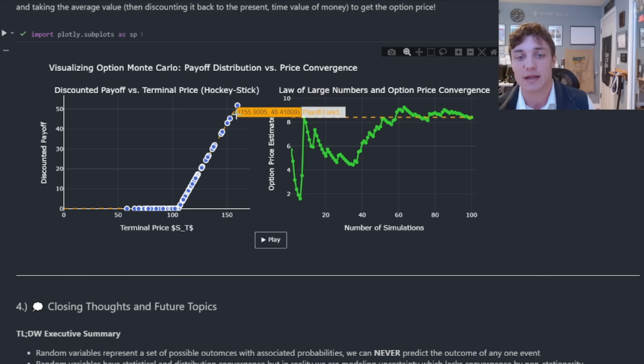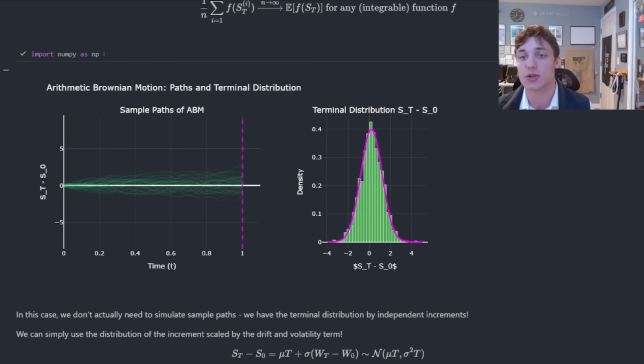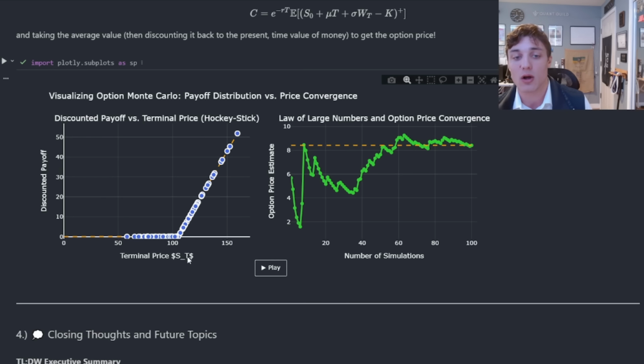What you're seeing here is the payoff function of the option contract. Each point represents a sample from the terminal distribution. Again, I know what it is outright thanks to independent increments. Arithmetic Brownian motion is just an affine transformation of the Brownian motion. So I can draw directly from that terminal distribution. That will allow me to produce points on this payoff diagram. Then I discount it back to the present. I do this for a whole bunch of points, take the average, and look what happens to the average as I continue to sample. It converges to the theoretical option price given the stock price follows an arithmetic Brownian motion.